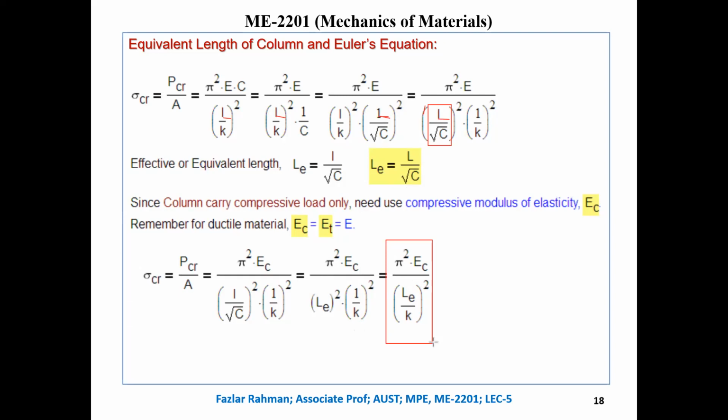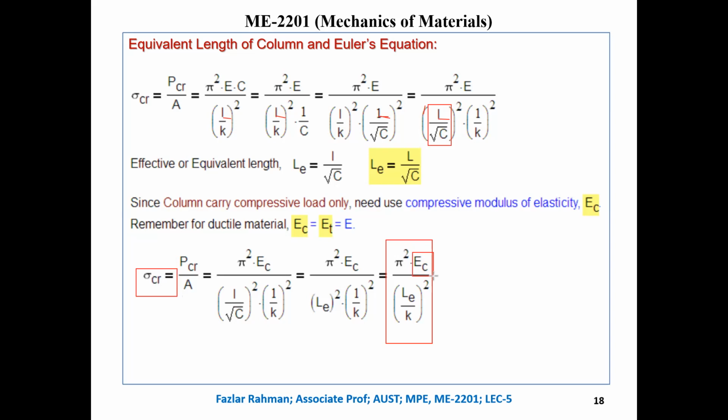So what do you see in the Euler equation? You see your critical load. If you get the critical stress, you can figure out the load because load equals sigma critical into area. Another thing you see, we put EC. What is EC? Compressive modulus of elasticity.